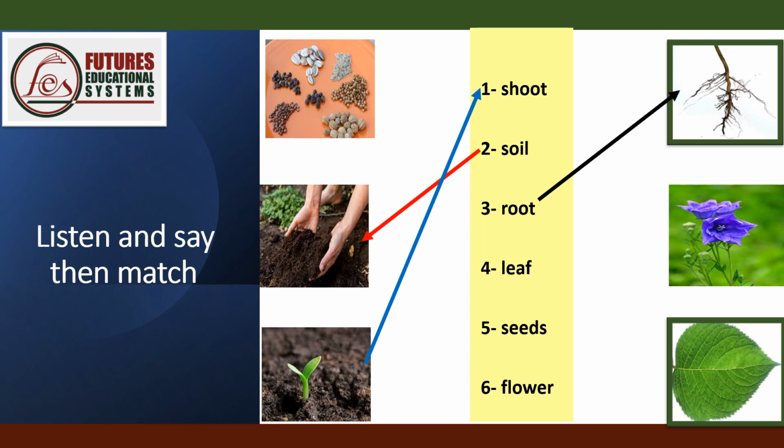Root, and this part is below the soil, so we cannot see the root. Leaf. Of course, all of us see leaves all around the plants and the trees around us, and leaves are green in color. Seeds. The seeds are found inside the fruit, and after we eat the fruit of any plant, we can take the seeds and plant them again in the soil to have another plant. Flower. This is the flower. Flowers have many shapes and many colors.